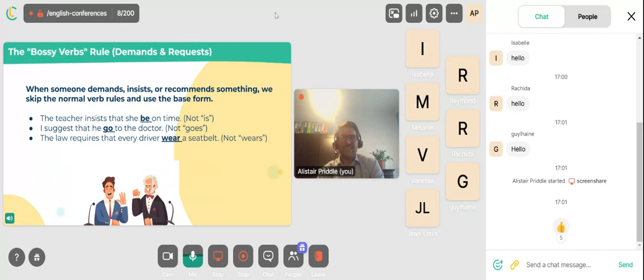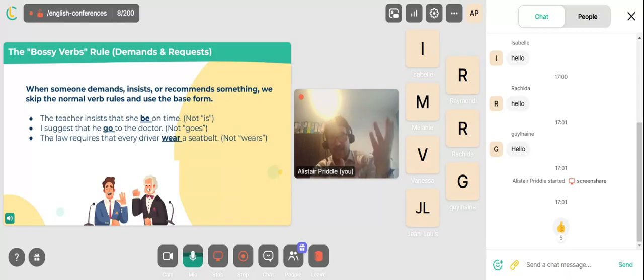Well, here's another rule. It's called the bossy verbs rule for demands and requests. When someone demands, insists, or recommends something, we skip the normal verb rules and use the base form. The teacher insists that she be on time, not is. The teacher insists that she be on time.